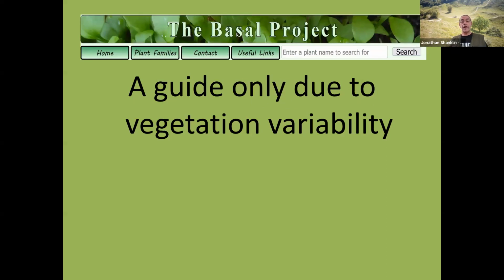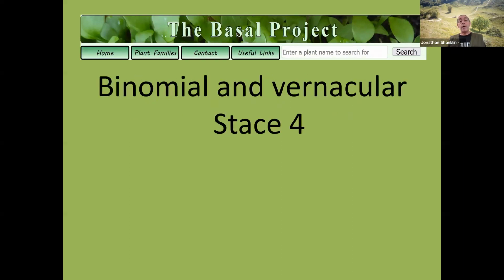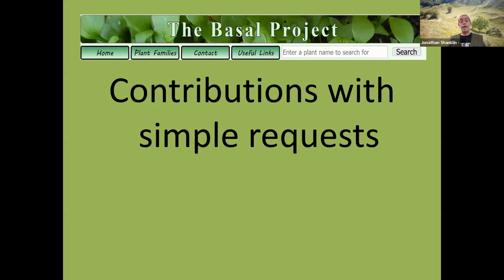It does stress that it is a guide only, because it is picture matching. We all know vegetation can vary. What is a Taraxacum one minute can look completely different the next. The binomial and vernacular are taken from Stace 4. And there's also a big bit on it asking for contributions, because I have got 650 taxa on there, and I'm after a lot more, and I need help to get them, really.